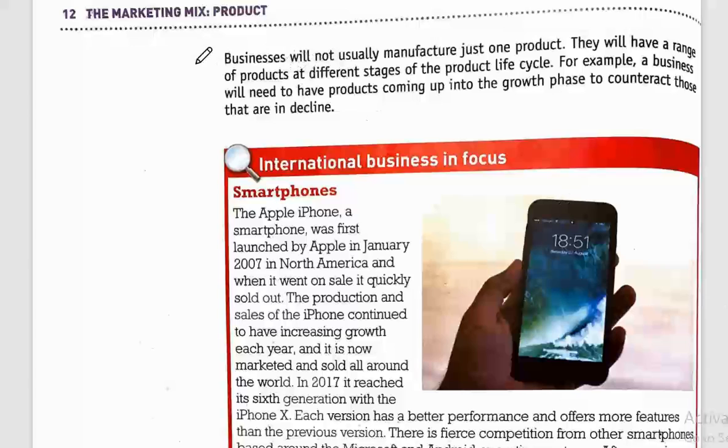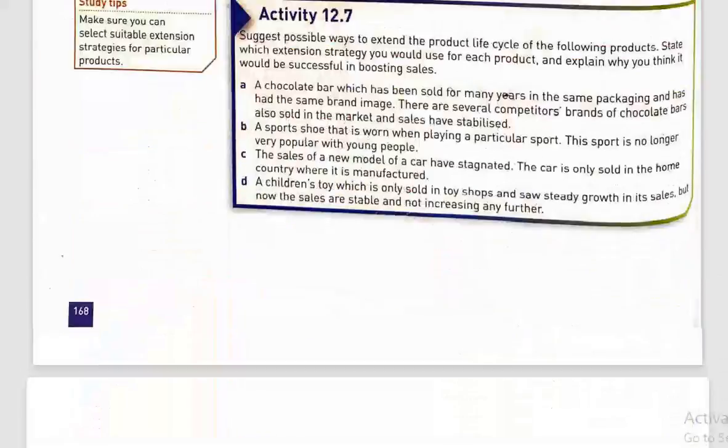Here they're telling us that a lot of businesses don't have just one product; they have a range of products. Each and every product is in a different stage of the product life cycle, so you must pay attention and give specific pricing and promotion to each and every product.